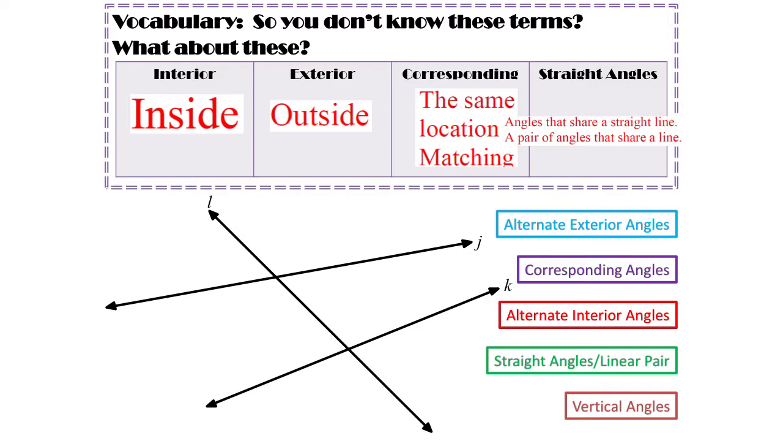So if I look at some of this vocabulary that they give us, you've got alternate exterior angles. First of all, let's identify in this chart what is exterior and what's interior.